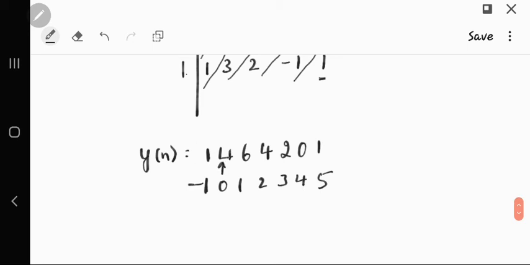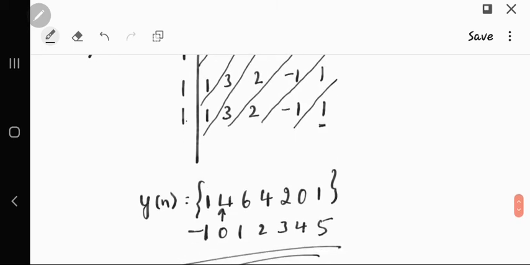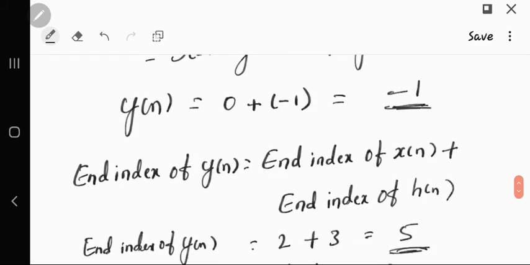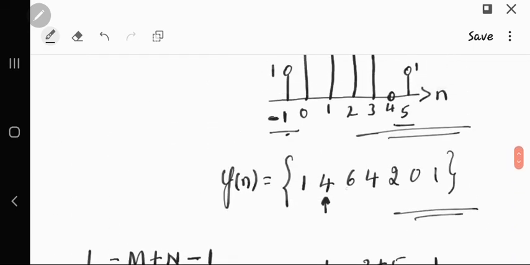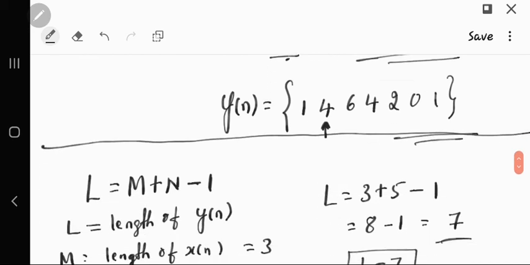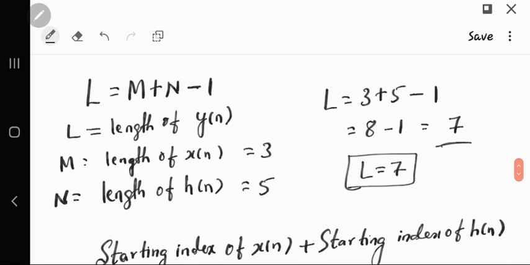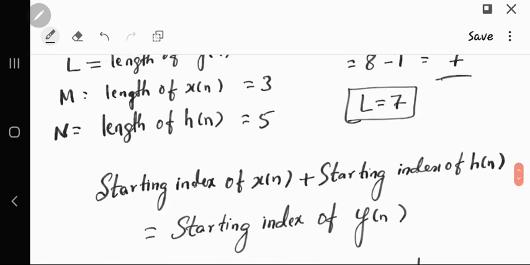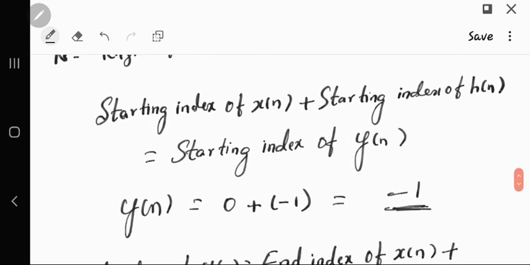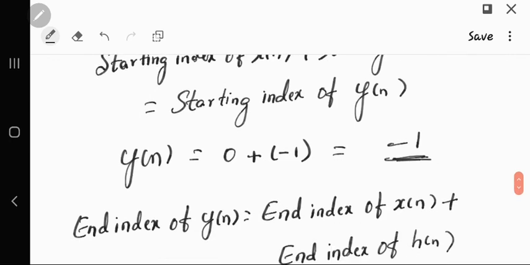So this is the verification process, and you can check that we have got the same value 1464201. Here also we have written 1464201, the signal starting from minus 1 to plus 5. So in the examination, you can check whether you have done the problem correctly by using these verification procedures. This is not mandatory. This is just for your verification purpose only.